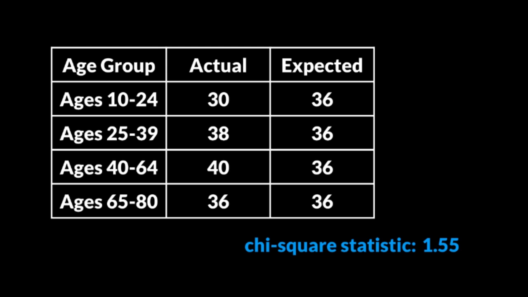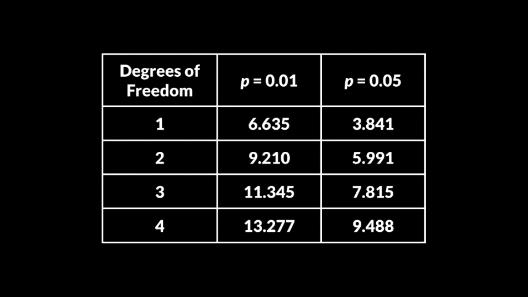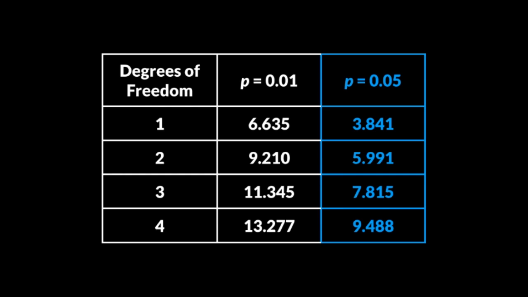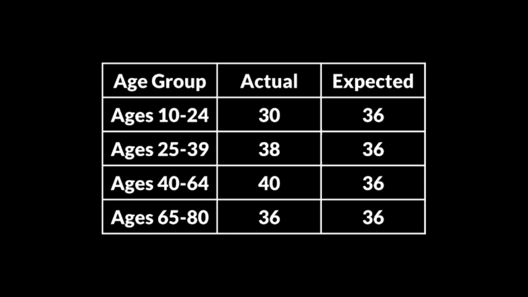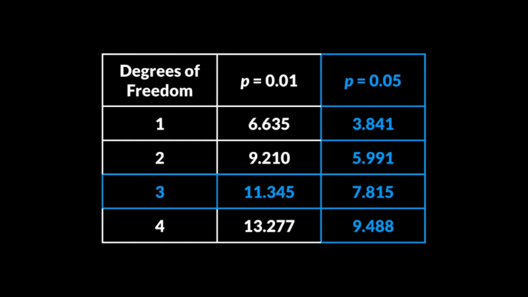Now we need to find something else called the critical value, and we can find the critical value by using this table here. To find the critical value, first you need to know the p-value. Usually people use a p-value of 0.05, so we're going to use that in our experiment here. P equals 0.05. Then we need to find the amount of degrees of freedom. The degrees of freedom is just the amount of categories. Here we have 4 categories, 1 for each age group, and we take the number of categories and subtract 1. So we have 4 categories minus 1, that's 3.